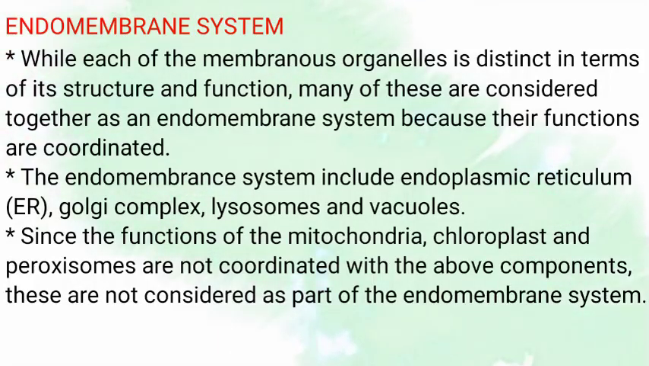Since the functions of mitochondria, chloroplasts and peroxisomes are not coordinated with the above components, these are not considered a part of the endomembrane system. The endomembrane system includes endoplasmic reticulum, Golgi complex, lysosomes and vacuoles because all these functions are coordinated.